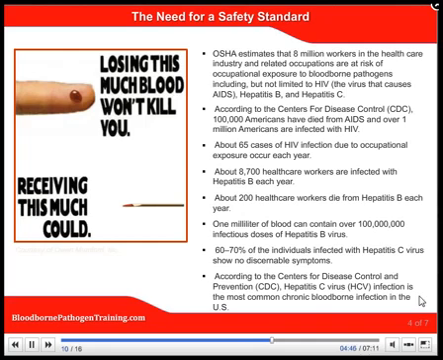One milliliter of blood can contain over 100 million infectious doses of hepatitis B virus. 60 to 70% of the individuals infected with hepatitis C virus show no discernible symptoms. According to the Centers for Disease Control and Prevention, hepatitis C virus infection is the most common chronic bloodborne infection in the U.S.